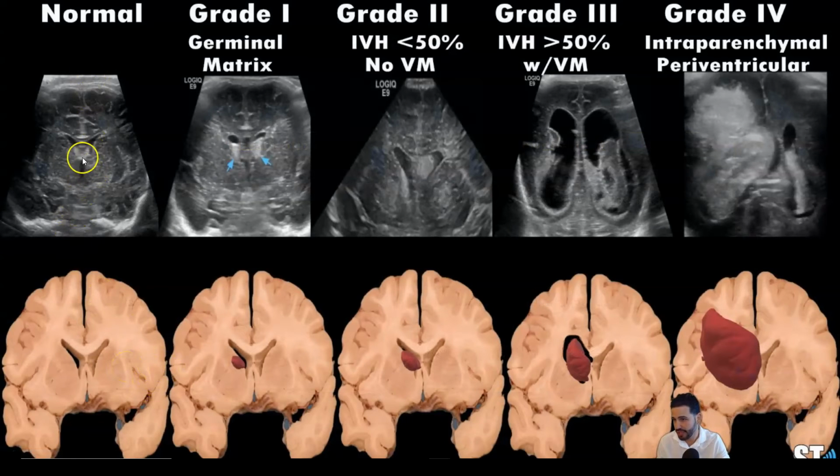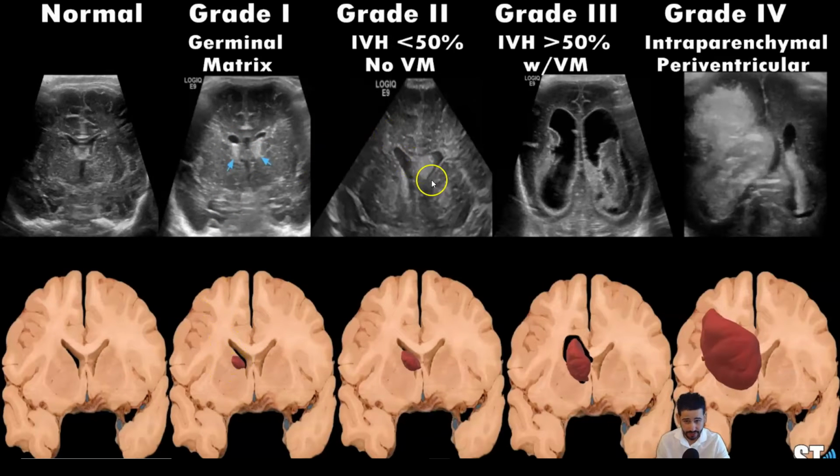So this is a normal brain. This is not to be confused with blood. This is the choroid plexus and the roof of the third ventricle. Then you have a grade 1, which is just containing blood within the germinal matrix or the subependymal region. You see this side, there's 2 bleeds, and here's the corresponding image.